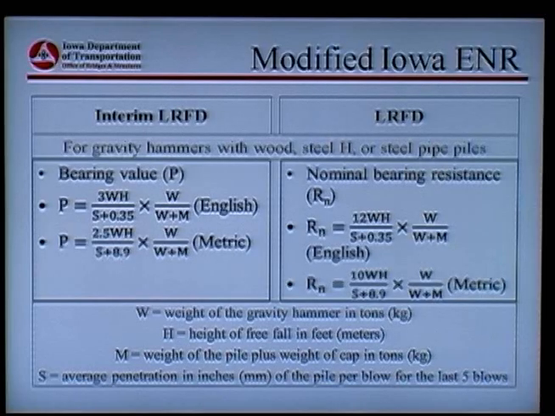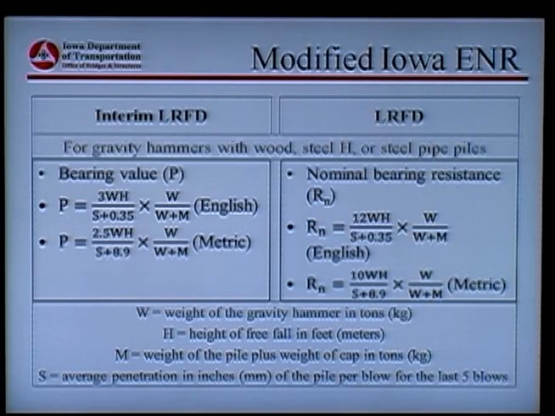So the main change here is to remove the factor of safety of 4 embedded in this equation and come up with this equation. Basically, take the coefficient 3, multiply it by 4, and convert that resistance to a nominal resistance in the new LRFD design. All right? That's the main change. Basically remove the embedded factor of safety of 4 and convert that equation to estimate nominal resistance. No safety factor, but nominal resistance in this equation.